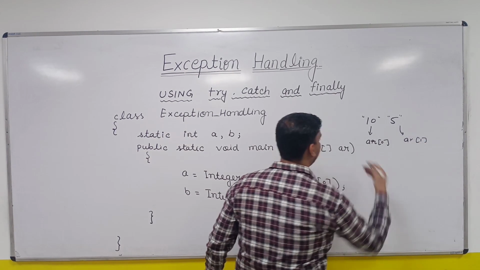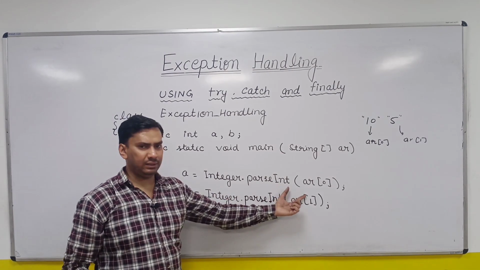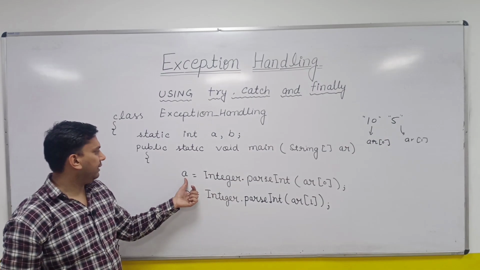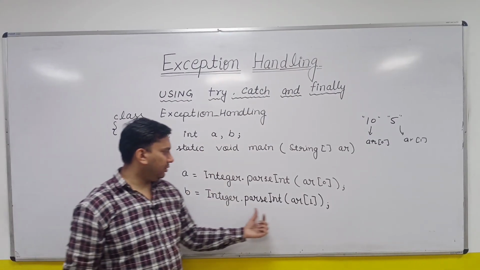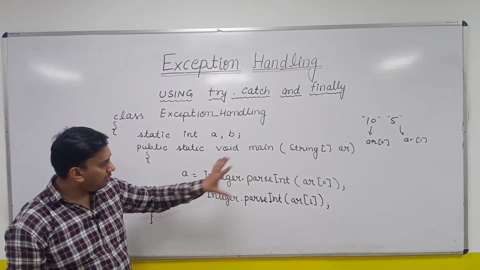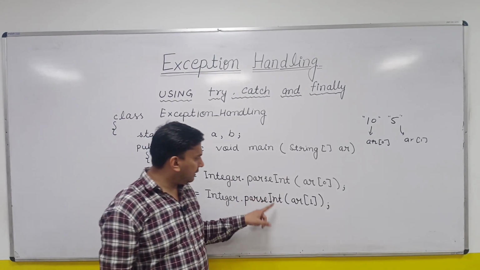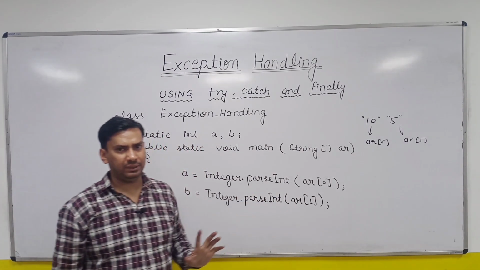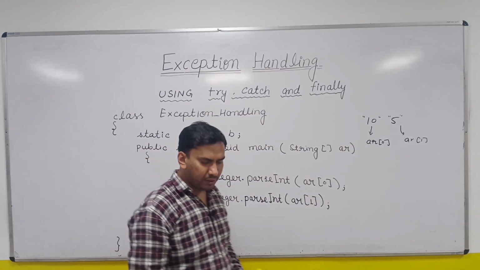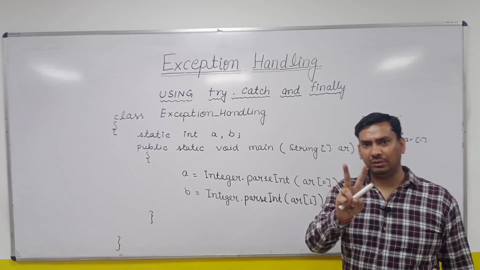So I am just converting it back into an integer type using the Integer.parseInt. So I will be converting Integer.parseInt AR0, it will be stored in the variable A, and then Integer.parseInt AR1, and it will be stored in B. So if you talk about this particular program, these two lines are having some possibility of exception. In the last video we have discussed similar type of code. So in these two lines there are two exceptions possible.